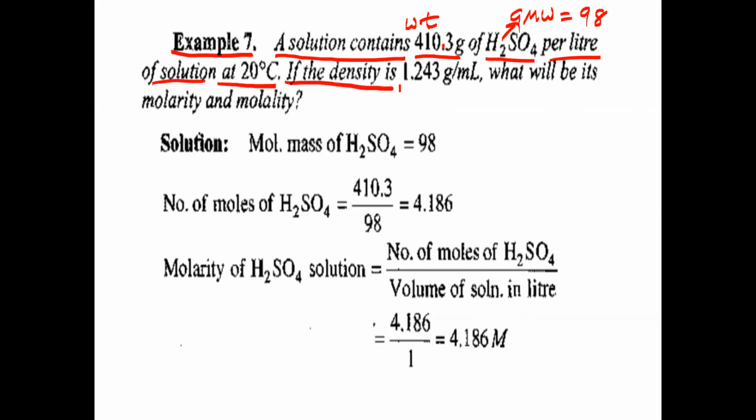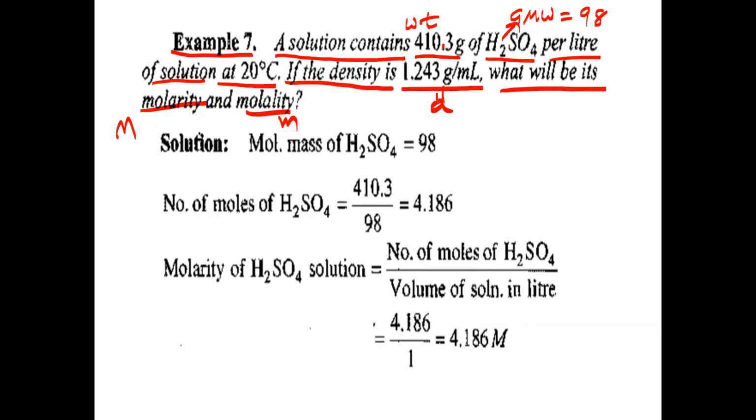If the density is 1.243 gram per ml, what is given? Density is given to you. Density is given, weight is given, gram molecular weight is given. What will be its molarity? Capital M is asked and small m is asked. Capital M is molarity, and small m is molality. So molarity is asked to calculate, and molality is also asked to calculate.